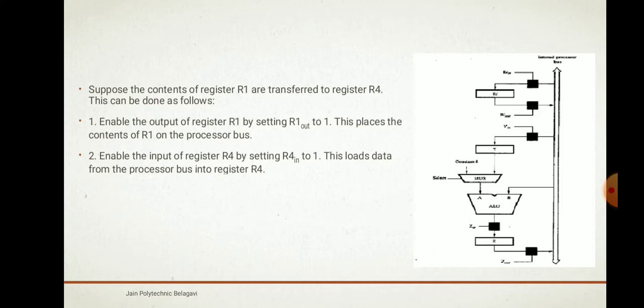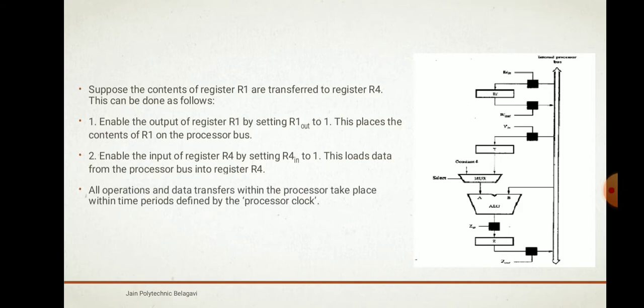If the input of the fourth register is set to 1, this will load the data from the processor bus into register R4. That is, the input is ready, so data will be placed from the processor bus into register R4.